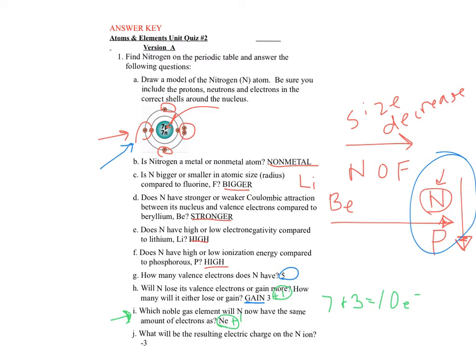And then last but not least is letter J. Letter J is asking, what is the resulting electrical charge on neon? Or, I'm sorry, not neon, nitrogen. So you know if it gains, it's going to have more electrons than protons. And so a negative charge is what we were looking for there.